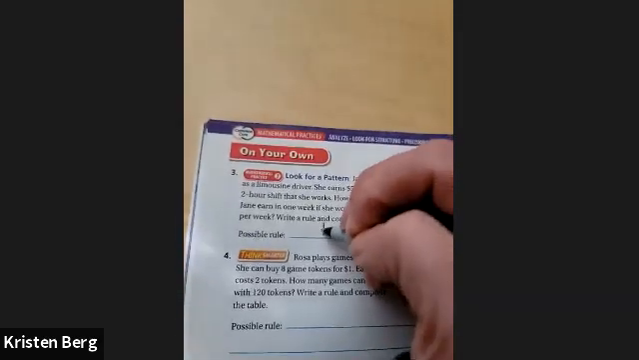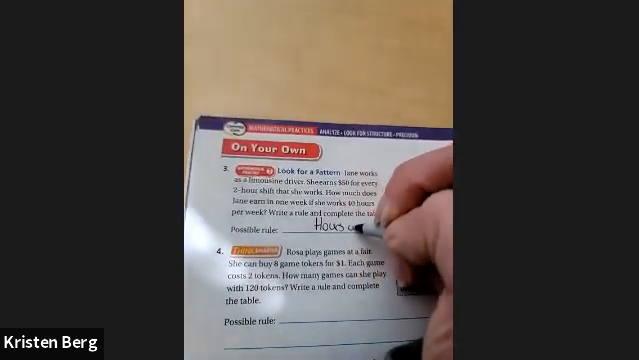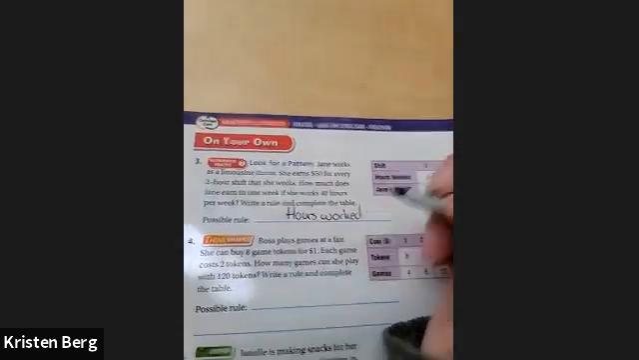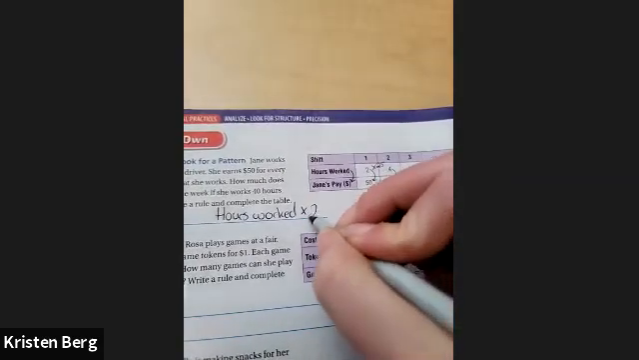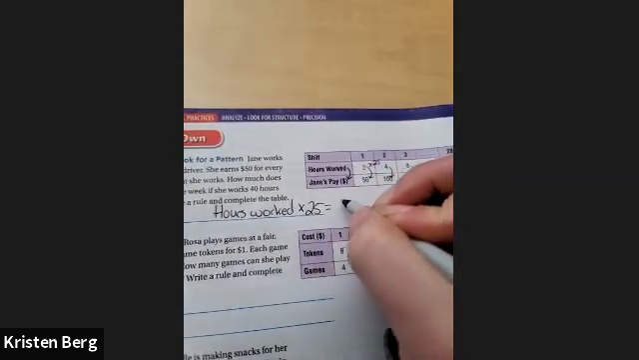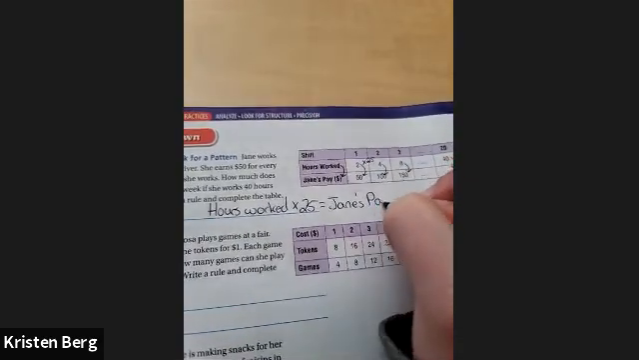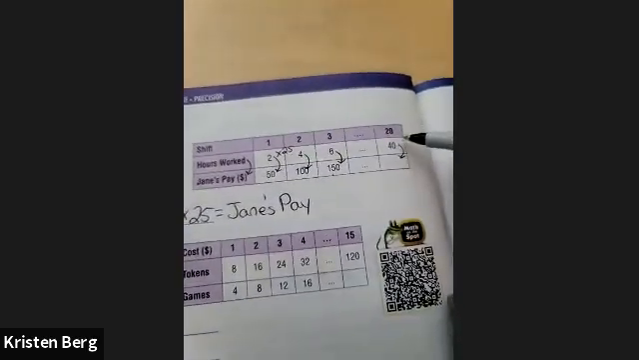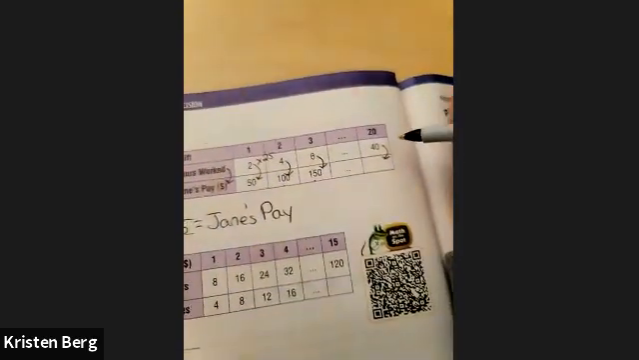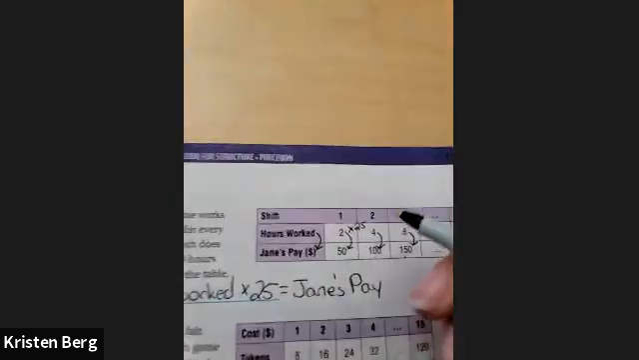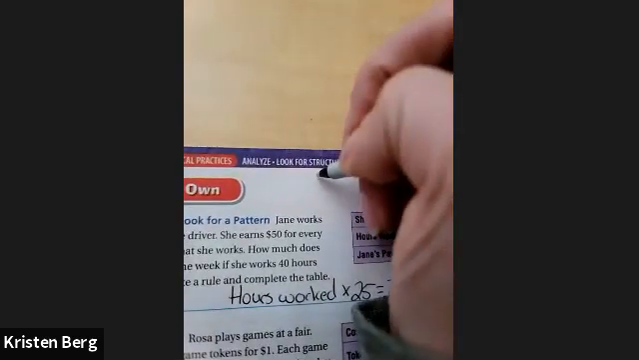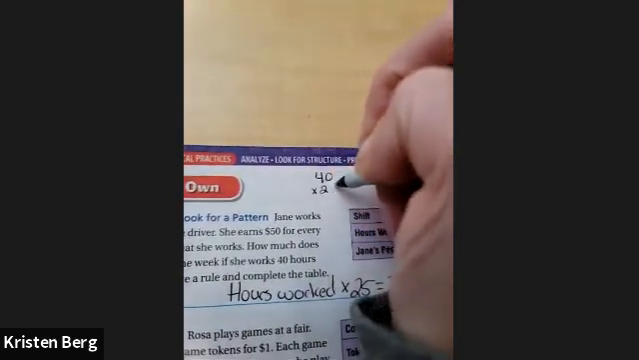So what is the rule? Well, the rule is taking the hours worked and timesing it by 25 will equal Jane's pay. So that is the rule. So now that we know the rule, how do I figure out 40 hours' worth? Well, I got to do that same rule, which is timesing by 25. So I'm going to do that up here, 40 times 25.